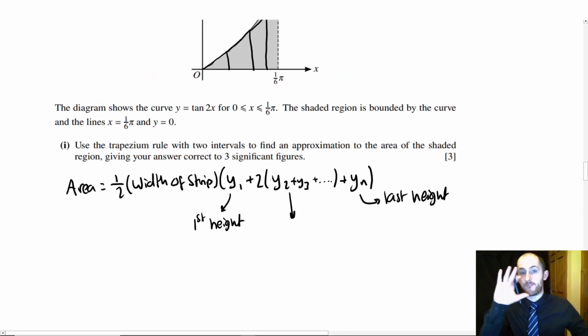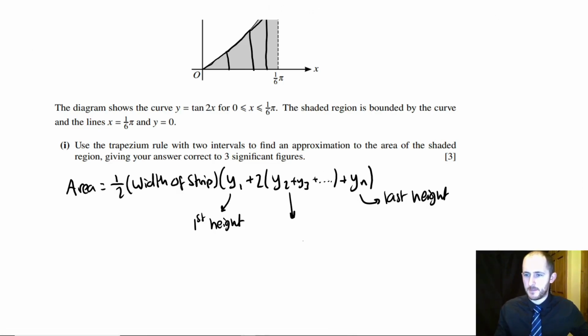So let's say you broke it up into 5 strips. Your first height would go here. Your fifth height would go here. Your second, third, and fourth would be in here. If you had 6 strips, first height, sixth height, second, third, fourth, and fifth. Okay, so I'm going to call these the middle heights.